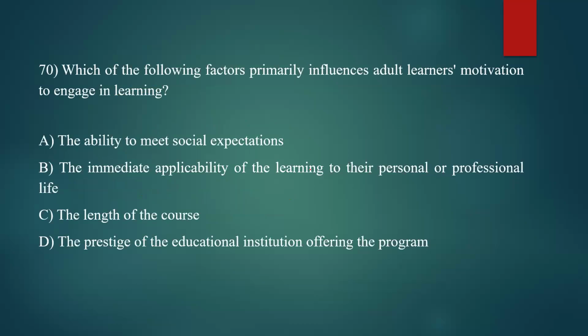Question 70. We have 30 more questions. Yes, 30 questions. Option B, sir. Which of the following factors primarily influences adult learners' motivation to engage in learning? Option B, the immediate applicability of learning to their personal and professional goals. That's a better answer, because that is about andragogy, where they are having professional development and personal development. So this is the better one.